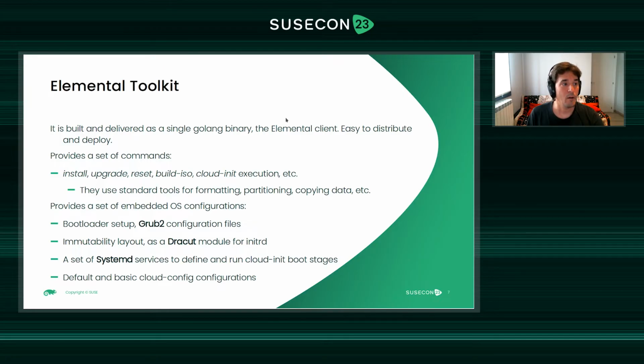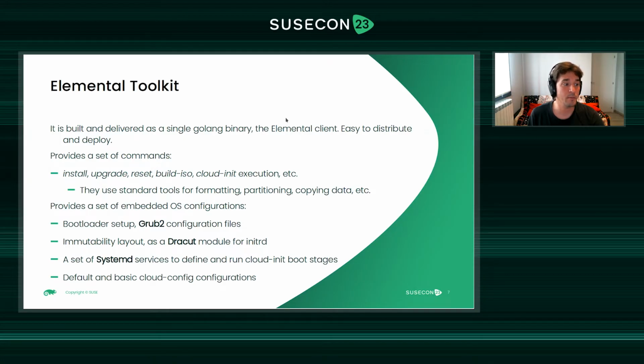So, what is actually the Elemental Toolkit? How is it built and delivered? The Elemental Toolkit is built and delivered as a single Golang binary. We tend to call it the Elemental client. So it's an easy to distribute and deploy binary; we just have to copy it to the desired place. This binary provides a set of commands.